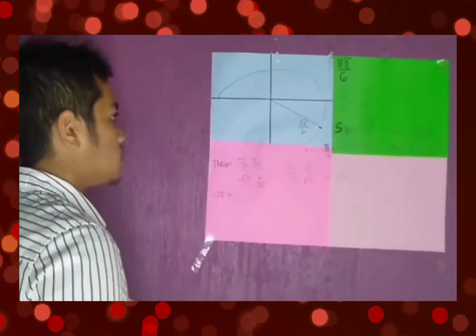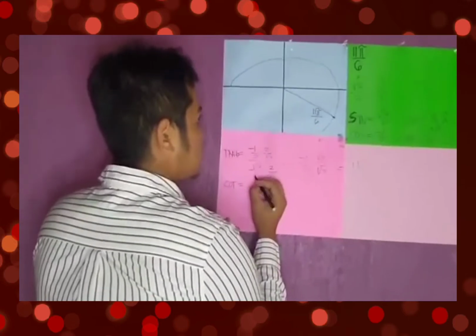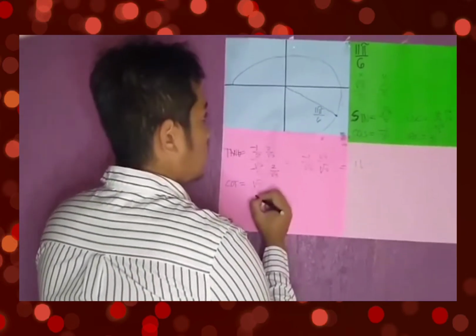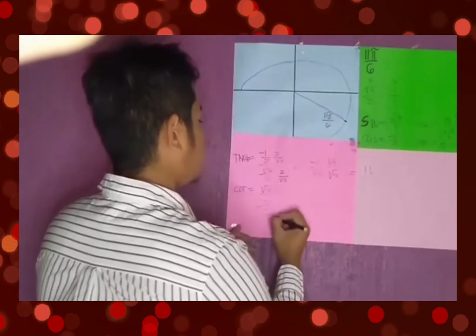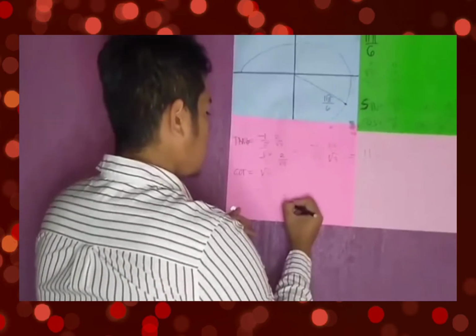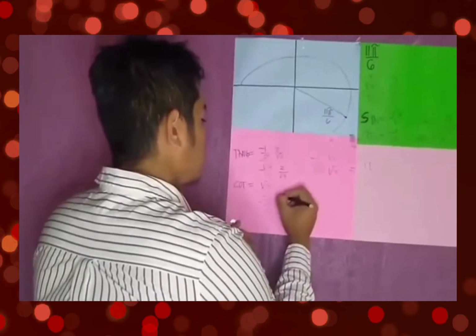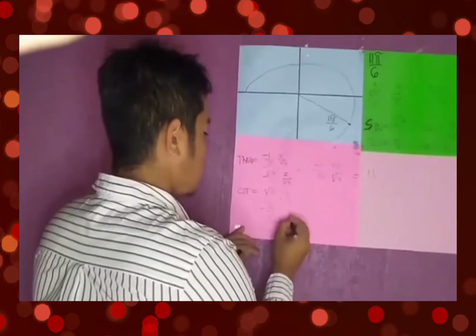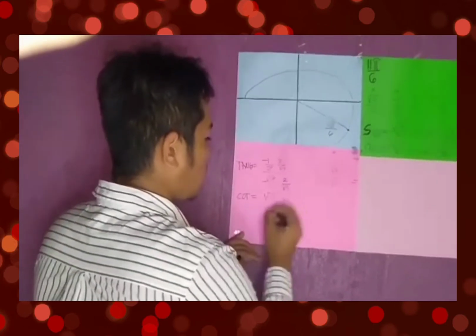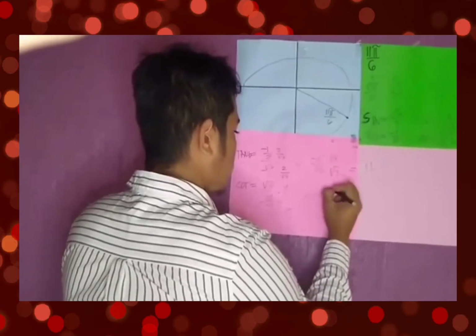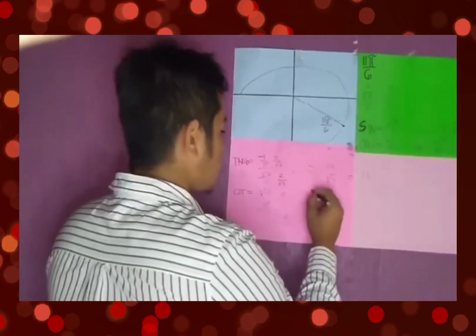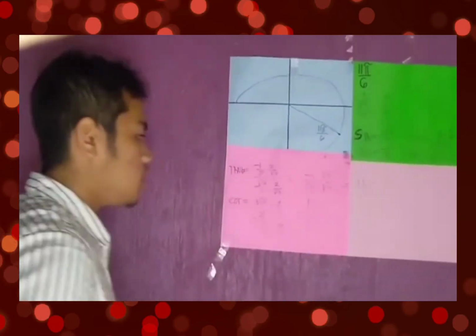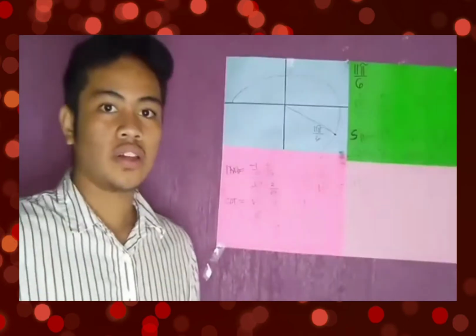Then the cotangent is x over y. Square root of 3 over 2, over negative 1 half. So 2 over negative 1 gives negative 2. So cancel out the 2 and 2. Then the remaining is square root of 3 over negative 1. So the cotangent is equal to negative square root of 3. So that's all. Thank you.